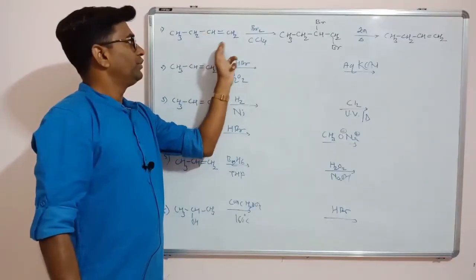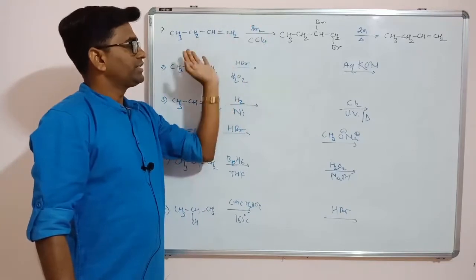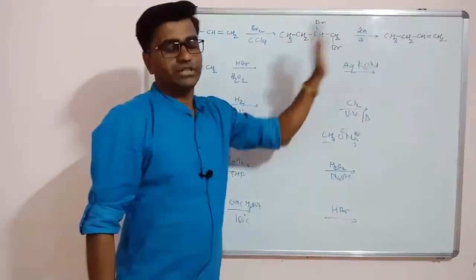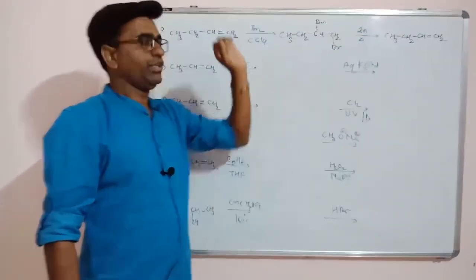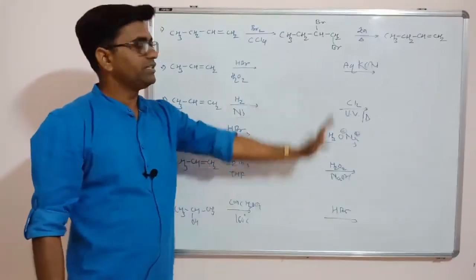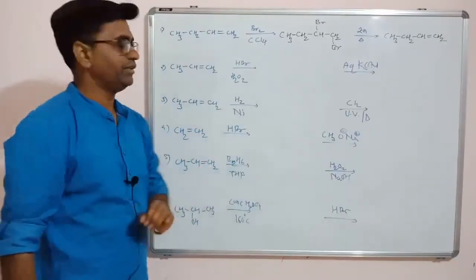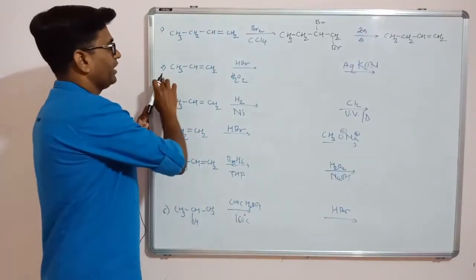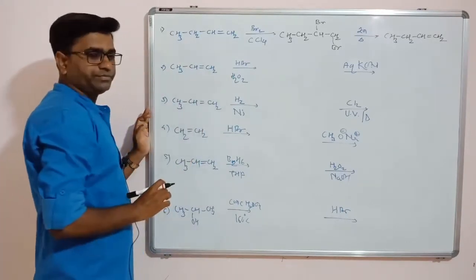So you should know what is the reagent, what is the starting material, then what will be the product. For that purpose you should know all these reagents, then only you will be able to write down the reactions. Next, this is a propene.